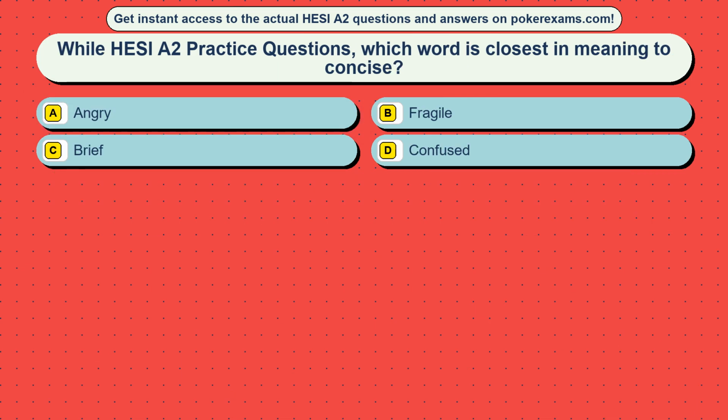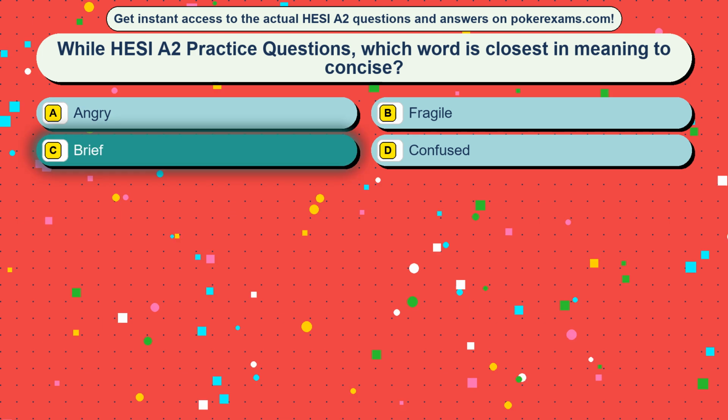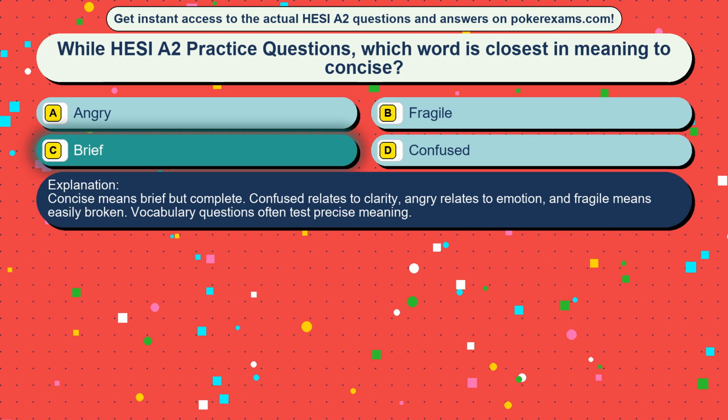Question 7. While HESI A2 Practice Questions, which word is closest in meaning to concise? Option A, angry. Option B, fragile. Option C, brief. Option D, confused. The correct answer is option C, brief. Concise means brief but complete. Confused relates to clarity, angry relates to emotion, and fragile means easily broken. Vocabulary questions often test precise meaning.